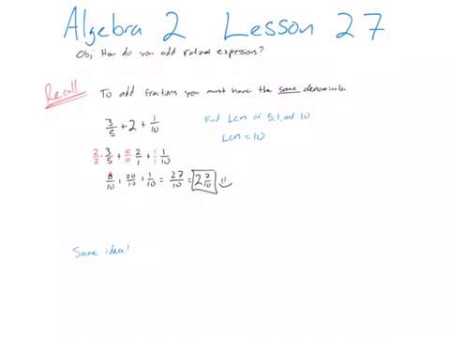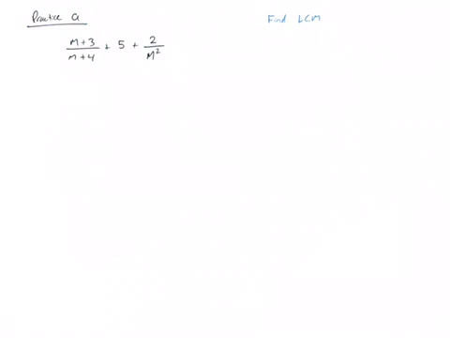So this ends up with 6 over 10 plus 20 over 10 plus 1 over 10. The denominators stay the same, and I add numerators. 20 plus 6 is 26, plus 1 more is 27. Then we can write that as a mixed number if we want, 2 and 7/10. Either one of those is the same. So we're going to do the same idea, but now with more complicated things.